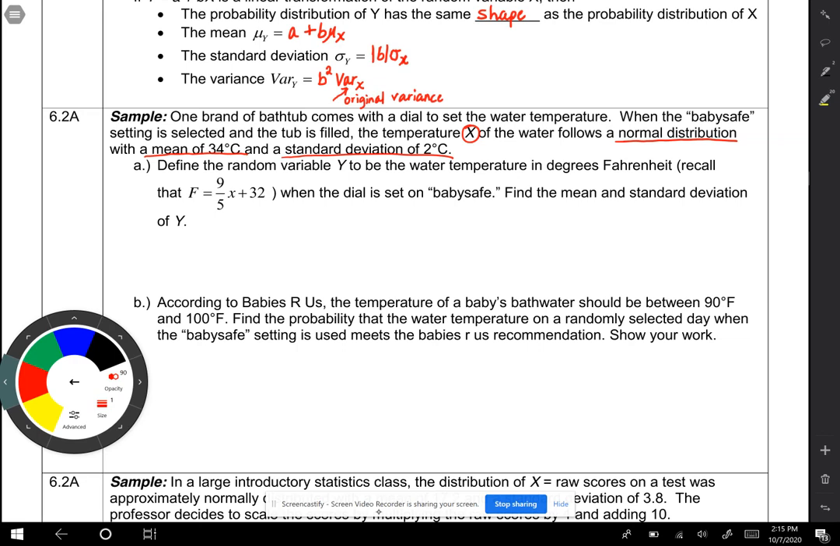So the mean of Y is equal to 9/5 times the mean of X plus 32, because mean is affected by the scaling and adding or subtracting a constant. So that would be 9/5 times the mean of X, which was 34, plus 32. I did the math and I got the mean of Y is equal to 93.2 degrees Fahrenheit.